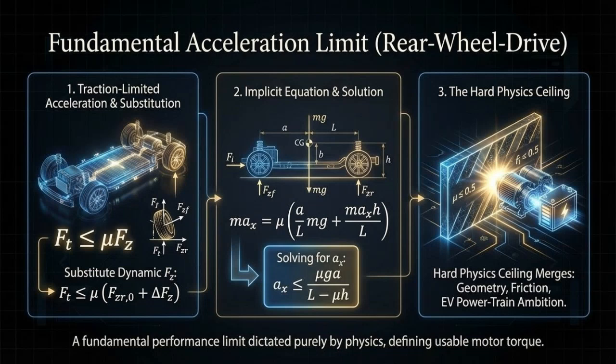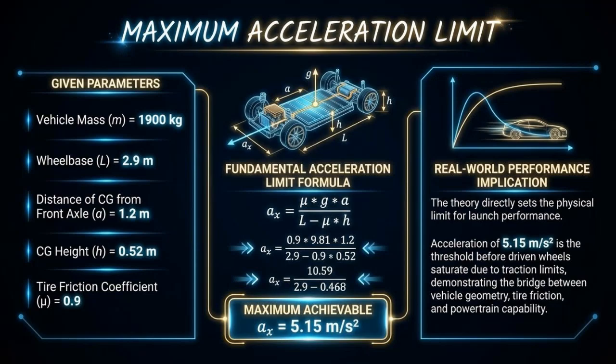It shows how friction coefficient mu, gravity g, vehicle geometry a and L, and center of gravity height h together determine the maximum achievable acceleration. No matter how powerful the drivetrain, this limit is enforced purely by physics.